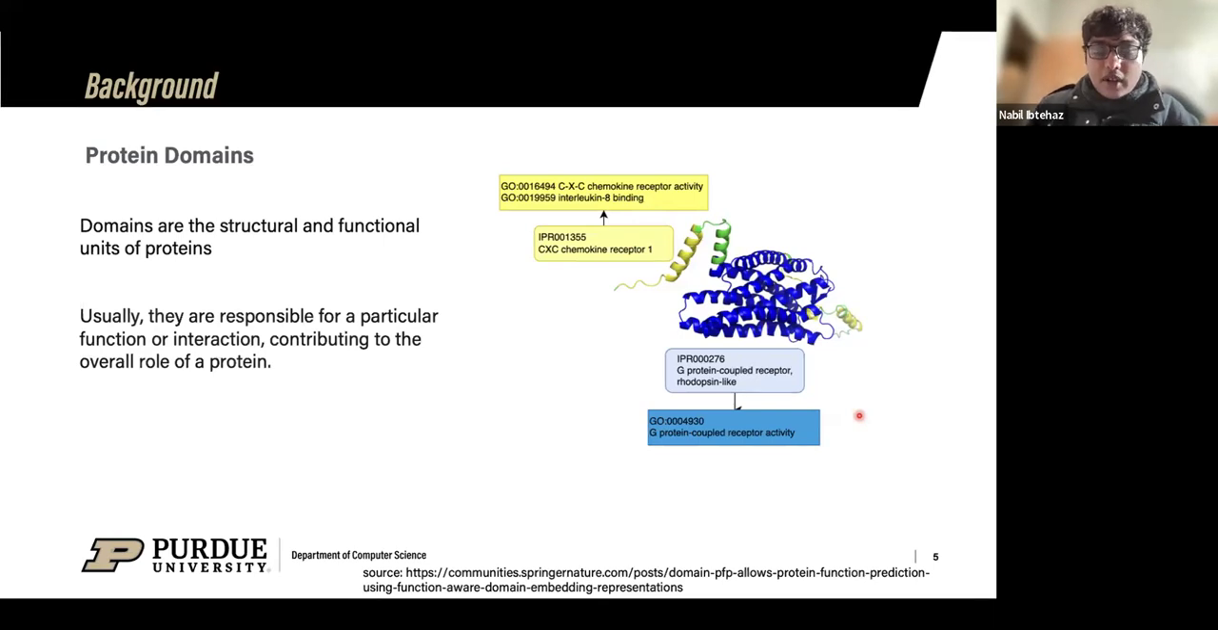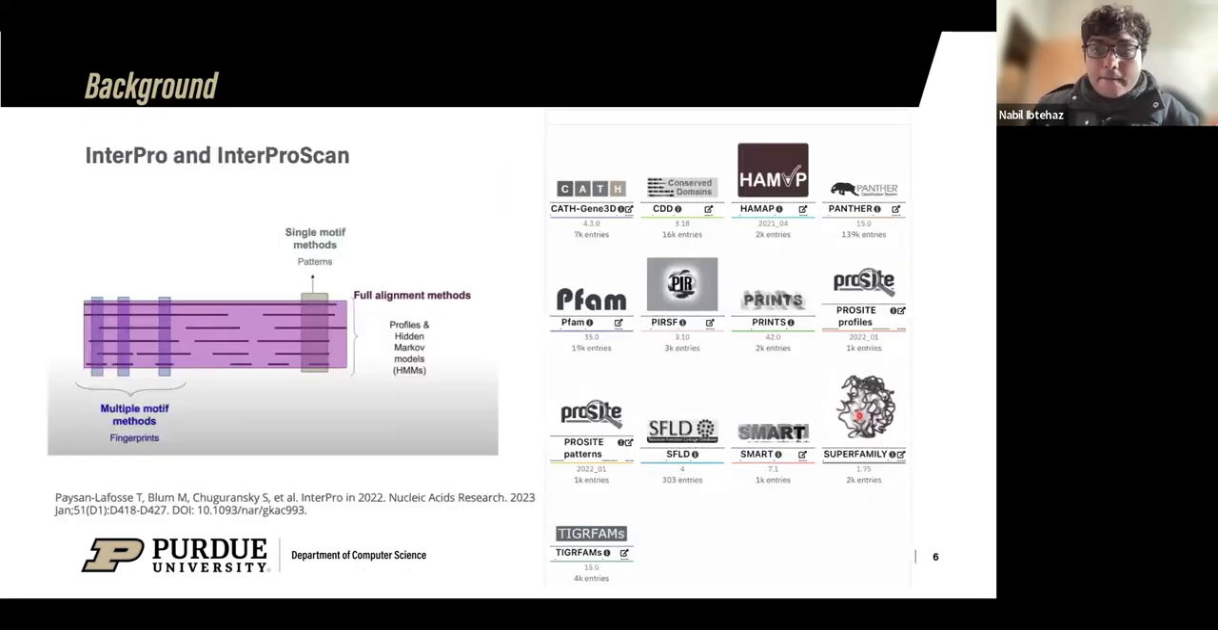So if we have the information of the domains in a protein, then we have information of the functions that are performed by the protein. And in order to understand the domains of proteins, we have several databases that have been developed over several decades, for example, Pfam, PANTHER, PROSITE, CATH. These are all databases of various domains present in proteins.